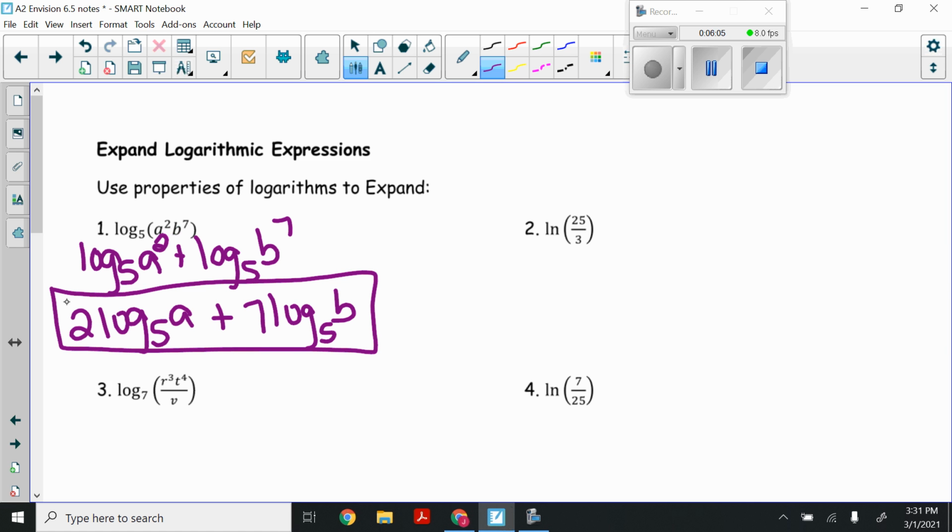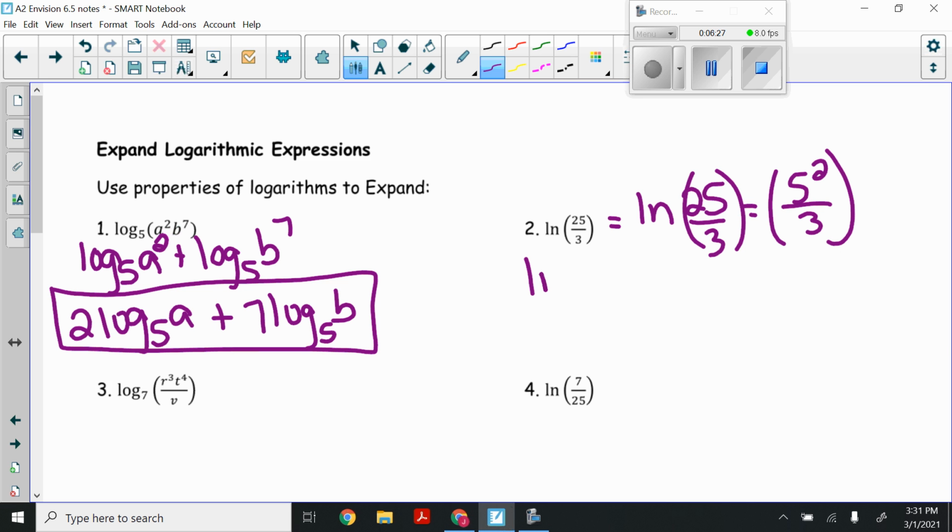Number 2, the natural log of 25 divided by 3. Again, I have two terms, a 25 and a 3, so I'm going to have two logarithms. So this is really the same thing as the natural log of 25 over 3. We can rewrite 25 as 5 squared over 3. So this is really the natural log of 5 squared minus the natural log of 3.